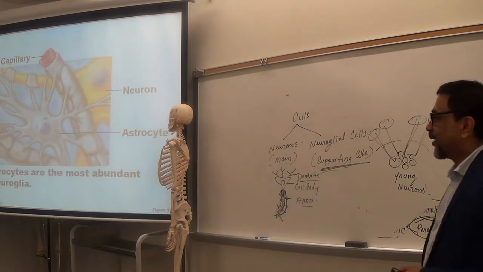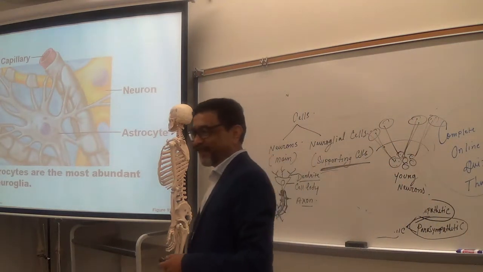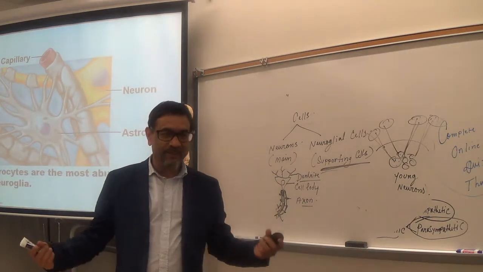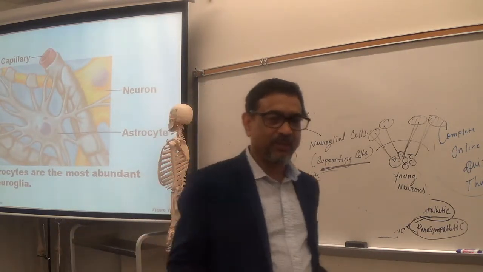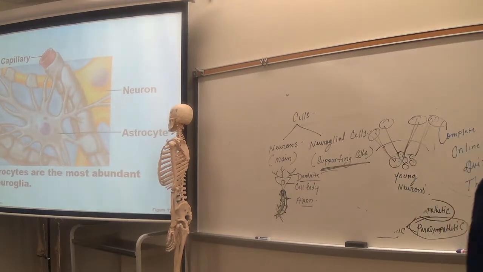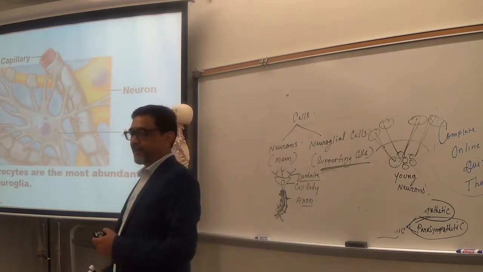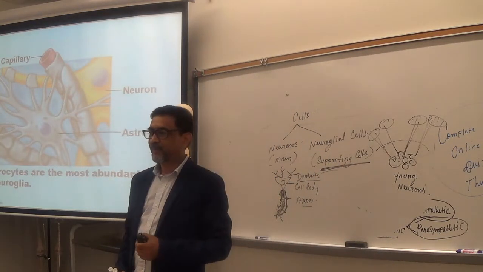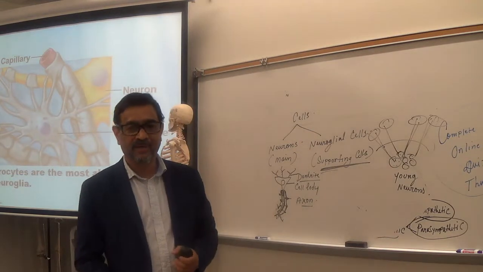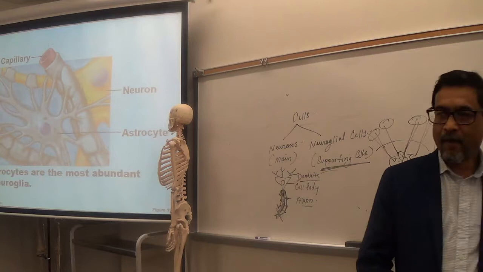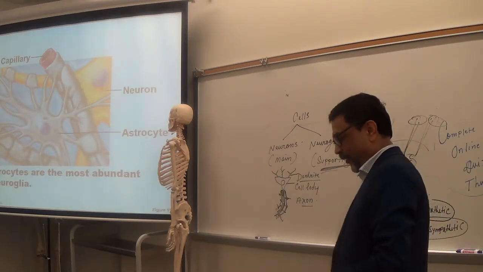Astrocytes look like what? What do you think? Star, astronomy, you know that, right? So astrocytes look like stars, star-shaped cells. The most abundant, most common type of neuroglial cells are astrocytes. Okay? Function.